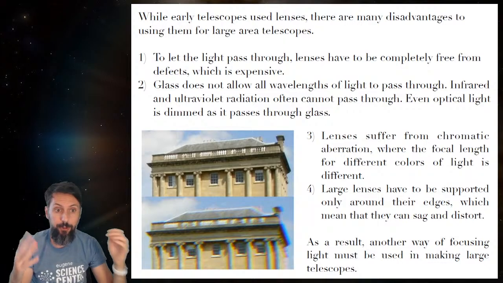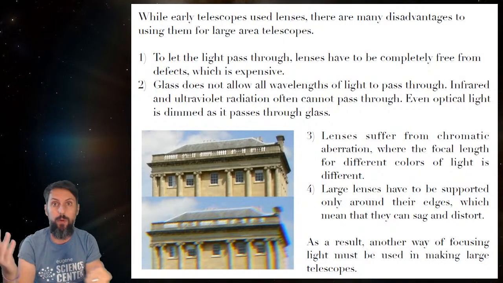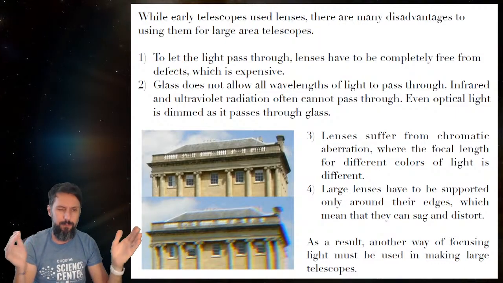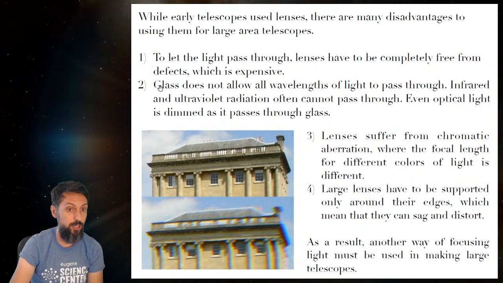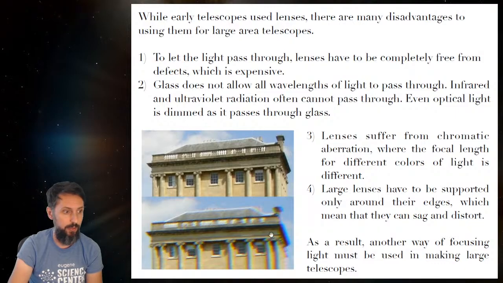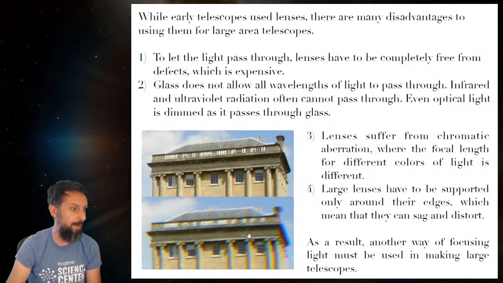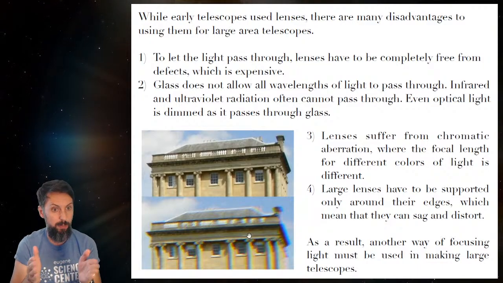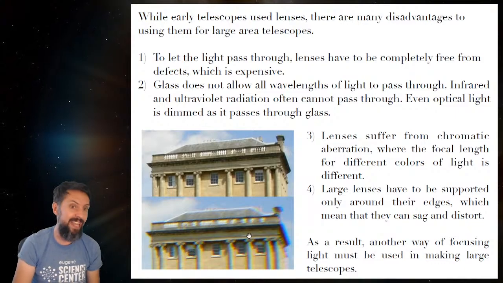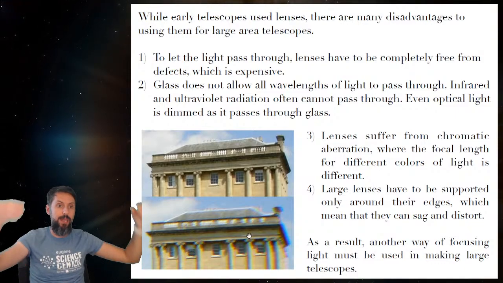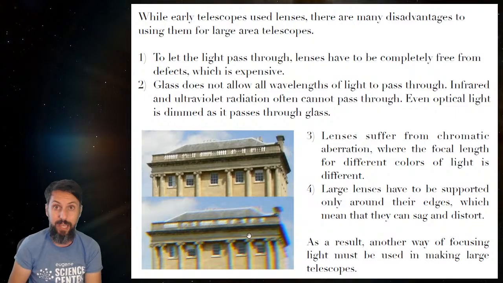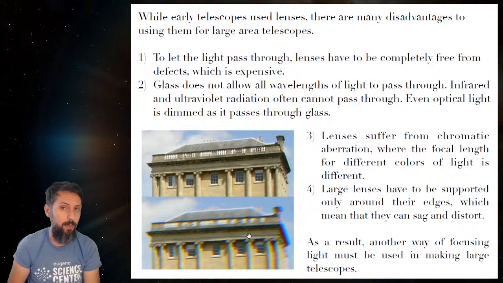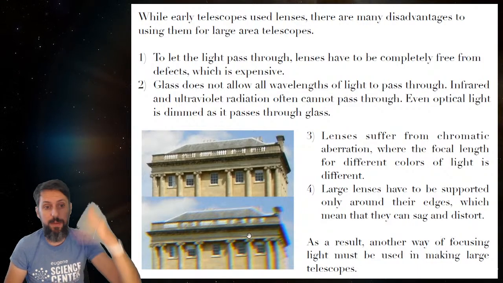That means only optical light can make it through, and some other wavelengths like radio waves can make it through the lens, but radio waves don't get refracted. That's bad. Finally, lenses suffer from chromatic aberration, which we did discuss, where you see in the bottom image the same image, but with the light blurred by color because it's passing through a lens. With a large lens, you also have to support it around the edges only, which isn't great if it's a very heavy lens. On top of that, glass is not a great solid. It sags and over time changes shape, and if the lens changes its shape, it's not as good a lens anymore.